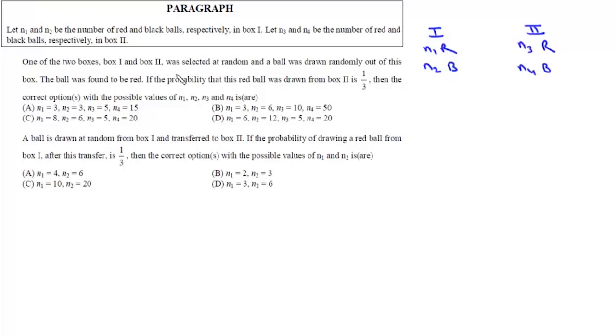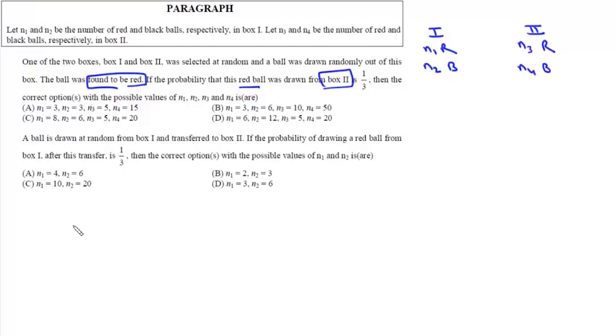Now one of the two boxes was selected at random and a ball was drawn randomly out of it. The ball was found to be red. The probability that this red ball was drawn from box 2 is 1 by 3. Then which of the possible values of n1, n2, n3, n4 is or are?